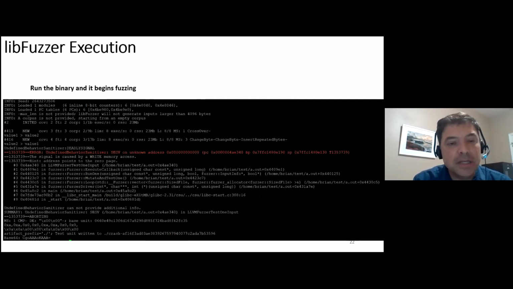After a few seconds, libfuzzer was executing and it hit some different cases. Then all of a sudden it hit a crash. It says, oh, this address points to a 0 page. It wasn't very hard, but it discovered that crash that was in that code.